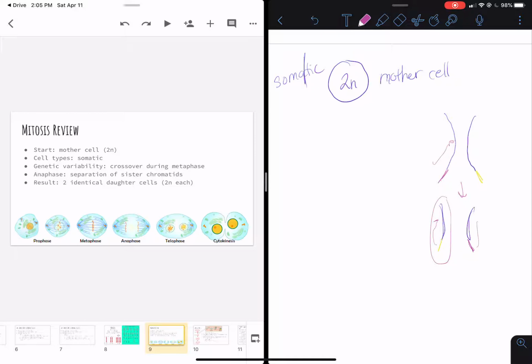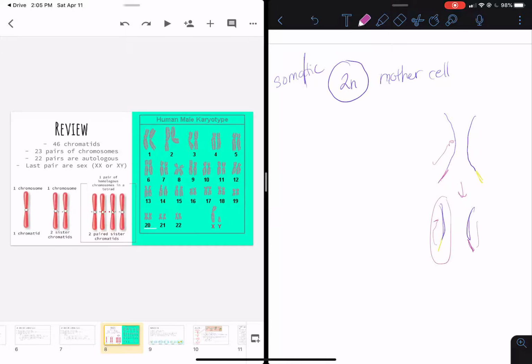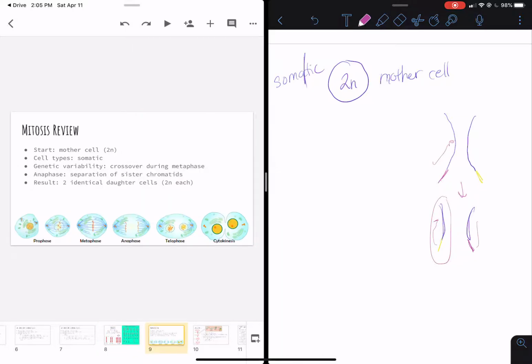We have to talk about anaphase. So anaphase is going to look different for mitosis and meiosis. So anaphase, we have separation of sister chromatids, and remember, sister chromatids are a pair of chromosomes. And then the results, 2 identical daughter cells with 2N each. So let's go ahead and draw this out.